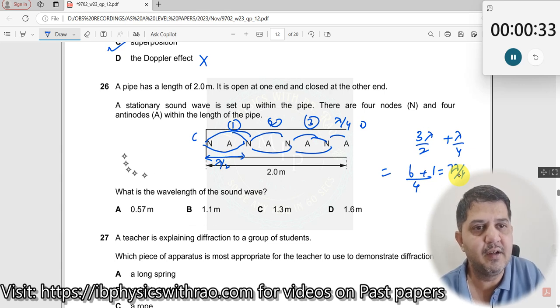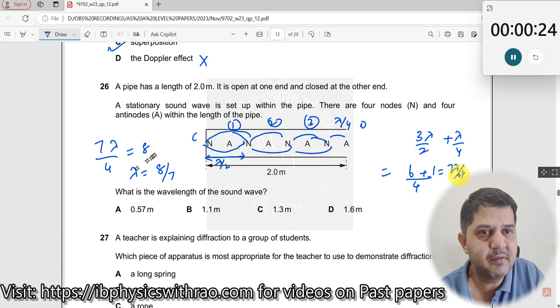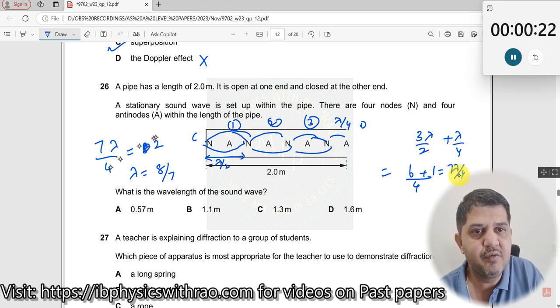So what will I do? I will now write 7 lambda by 4 is equal to 2. Lambda should be equal to 8 by 7, right? Sorry, this is 2 here, 4 2s are 8, so 8 by 7 over here. Lambda equal to 8 by 7.